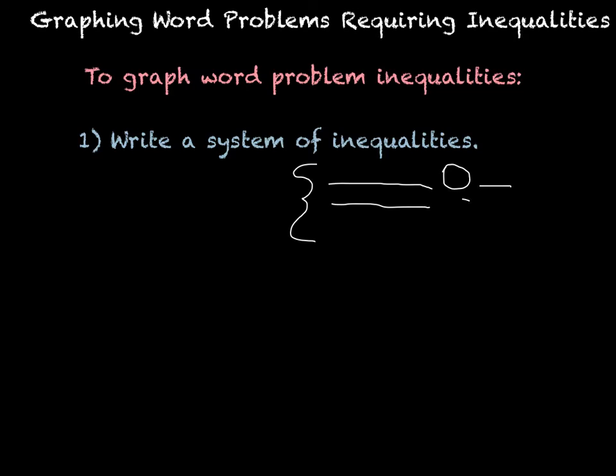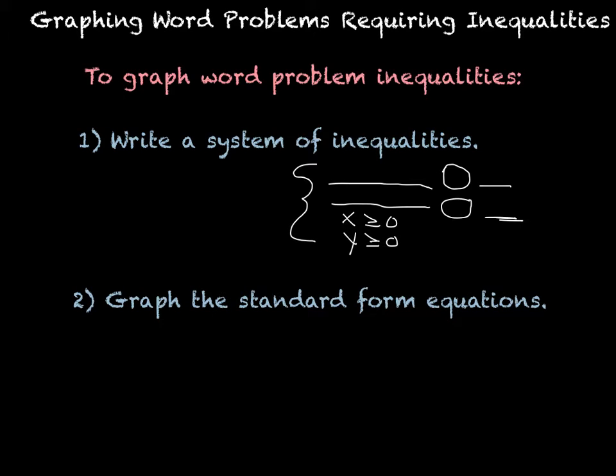Then you'll probably have another one, and you will always have the inequalities x is greater than or equal to 0 and y is greater than or equal to 0, at least in most cases, because usually with word problems you cannot have a negative number. You can't have negative amounts, so you've got to be positive the whole time. So that's the first thing you have to do.